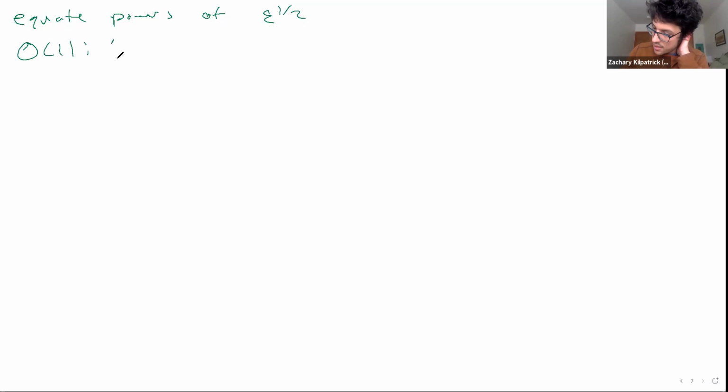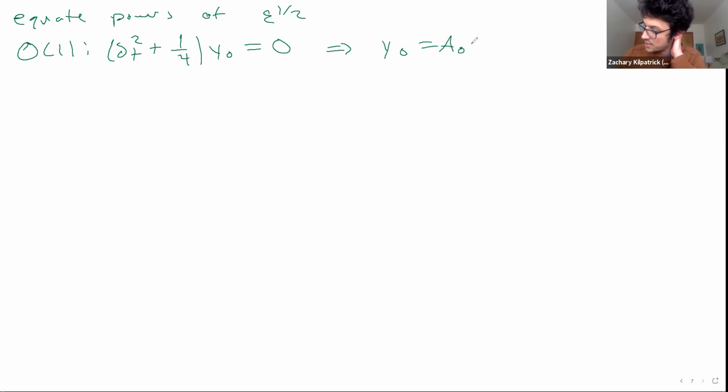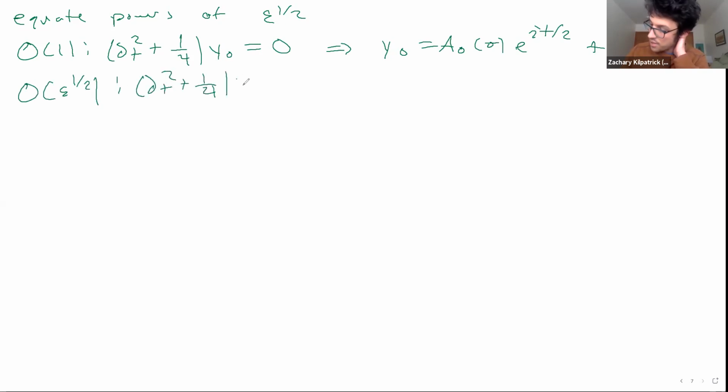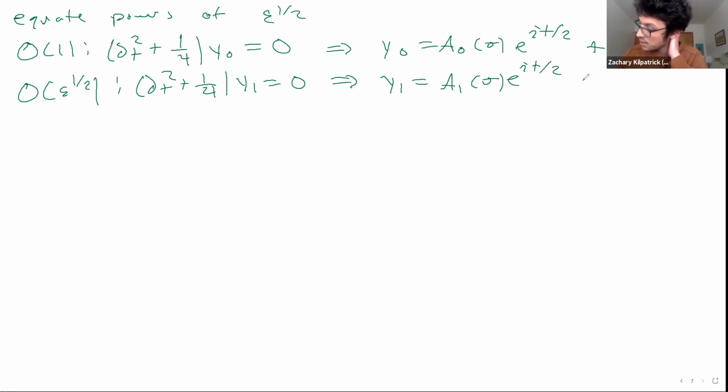Okay. And at order 1, we get our friendly old homogeneous equation that we know that we can solve. So we get y0 is equal to a0 of sigma e to the it over 2 plus some complex conjugate term. At order epsilon to the 1/2, we get dt squared plus 1/4 y1 is equal to 0. So again, we get y1 is equal to a1 of sigma e to the it over 2 plus complex conjugates, okay?